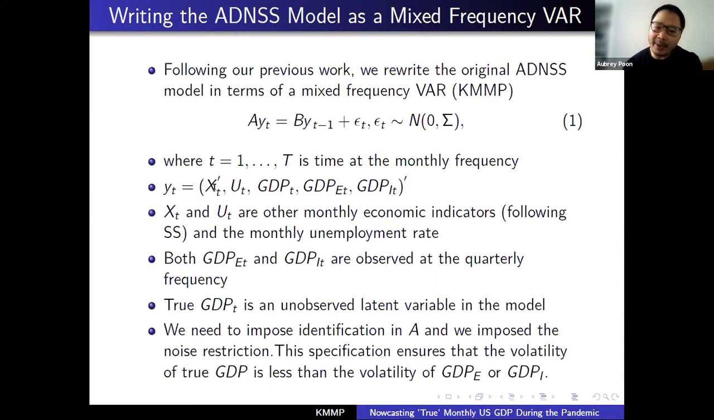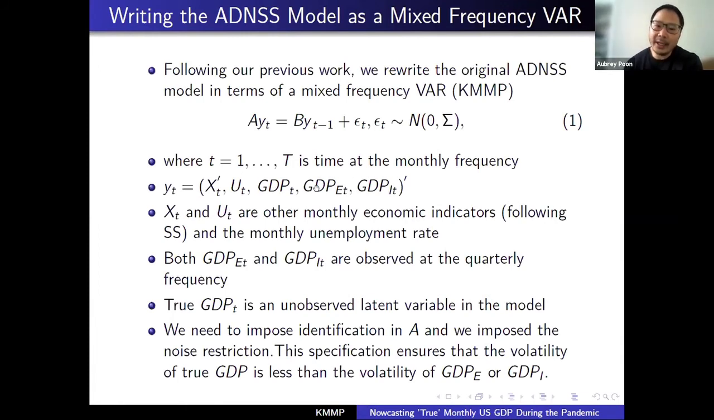So these XT are basically the monthly economic indicators from Schorfheide and Song. Schorfheide and Song estimate a monthly-quarterly VAR, and they have, I think, 8 monthly indicators, and we just use the same monthly indicators. We also include, which is also in the Schorfheide and Song paper, the monthly unemployment rate. The reason we include the monthly unemployment rate is that within the ADNS paper, they include the unemployment rate as a way to identify the model.